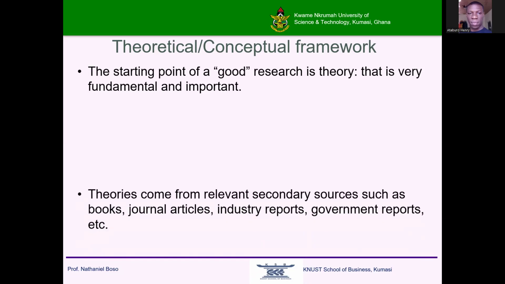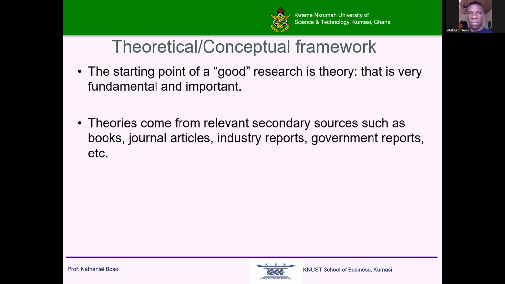All right, so theories come from relevant secondary sources such as books, journals, industry reports, government reports. So as we established earlier, your literature review should also contain what we call the theoretical review. So from the materials you read to construct your literature review, you will find theories in them. Practically, studies that have collected empirical data to validate their hypothesis will normally draw on theories.